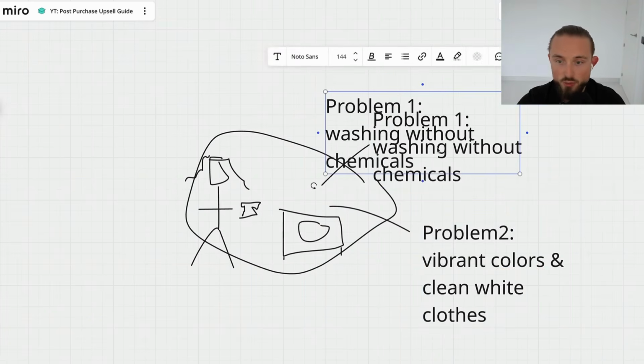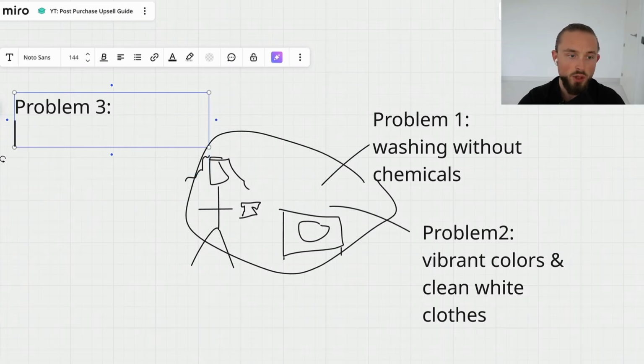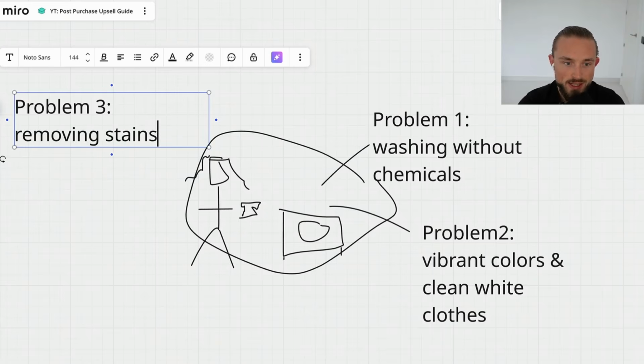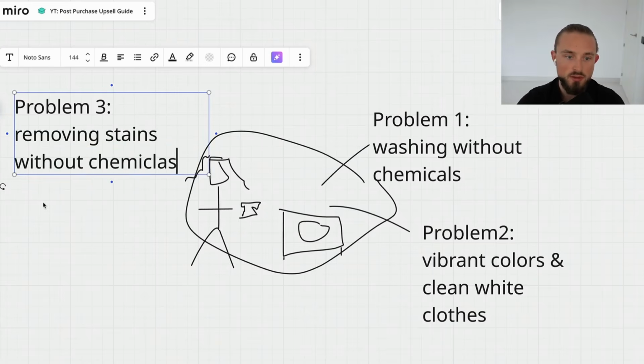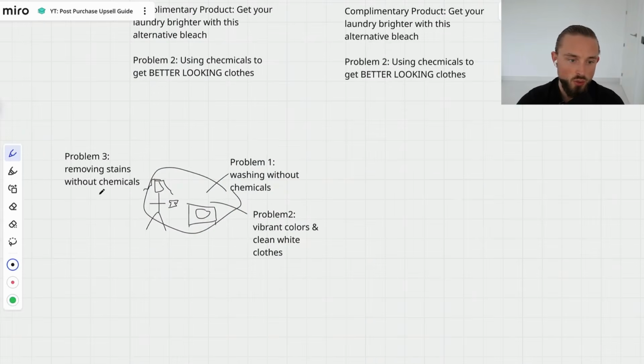Now, what is another problem she's facing if we do the customer research? Now, problem number 3 is what happens if her children are putting stains on the clothes, right? So removing stains without chemicals, right? So this is another problem she has. So we have this problem number 1 that we focus on the front end, and then this is the first upsell in the back end, and this is the second upsell in the back end.